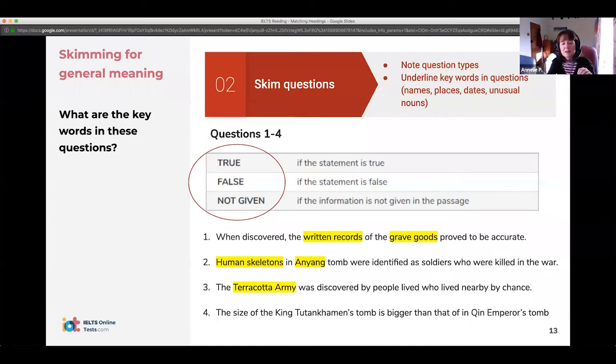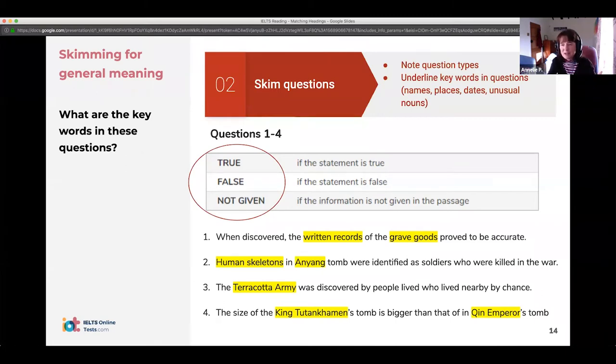Okay. Oops, I've gone ahead. So number three, okay, you're there as well. Yeah, terracotta army. You've got a specific name, so don't need to think about that. That's definitely going to come up exactly as is. Okay, and number four. Mm-hmm. Okay, good. Tutankhamun and Kit, the Qin Emperor.